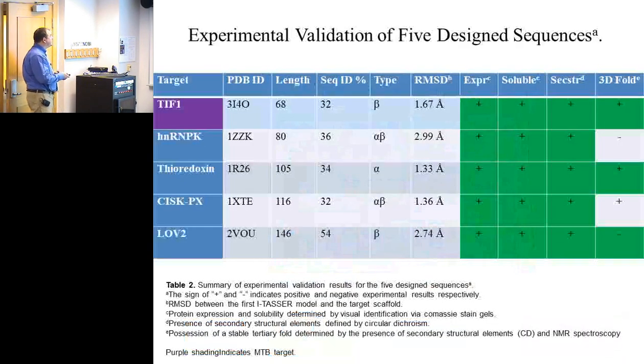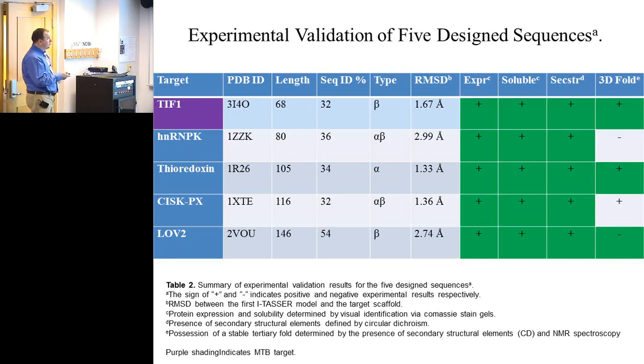So of the 5 sequences that we could work with, 1 was from a test set from Mycobacterium tuberculosis, shown here in purple. And these are 4 other domains that we worked with. These are the PDBs of the target scaffolds that we worked with. These are the lengths. They range from basically 68 amino acids all the way up to 146. This is the sequence identity between the designed fold and the native that we use as the target. This is the type of fold, whether it's all beta strand, alpha beta, or alpha helix alone. These are the predicted structures versus the wild type by I-TASSER, given an RMSD.